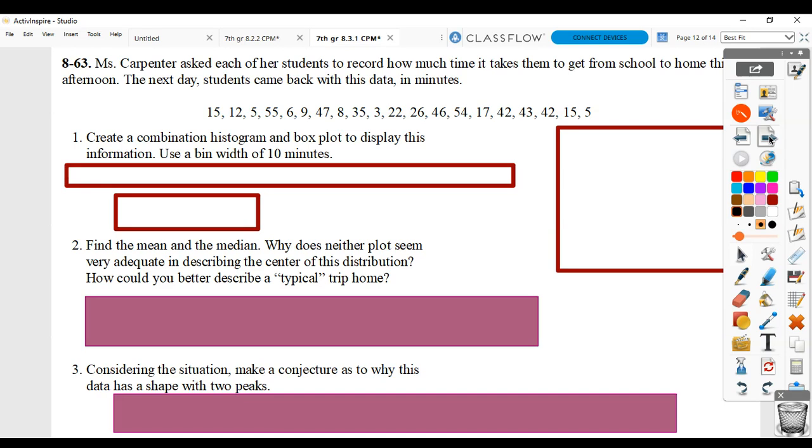For 863, Miss Carpenter asked each of her students to record how much time it takes them to get from school to home during the afternoon. The next day, they came back with this data in minutes. So this is the data we're working with.